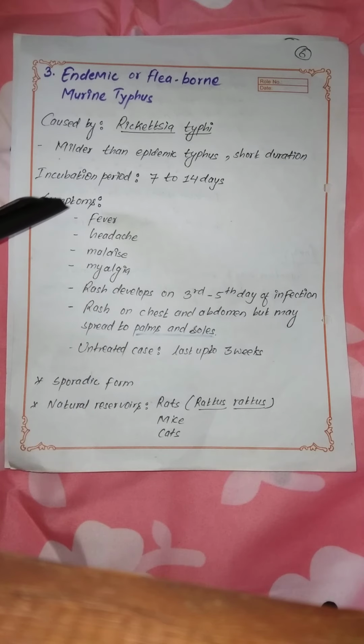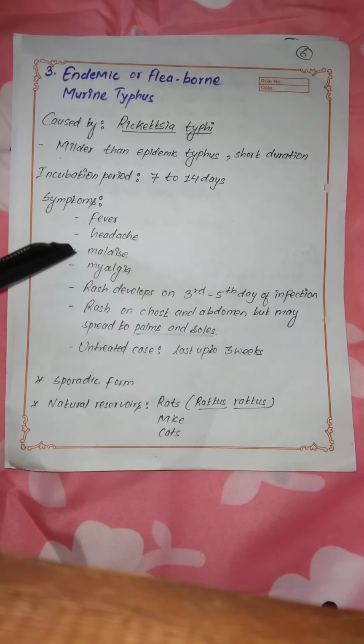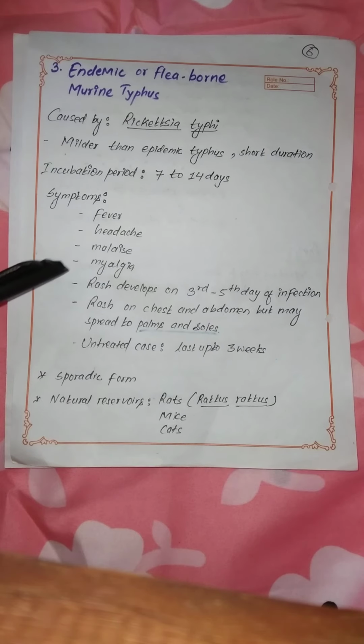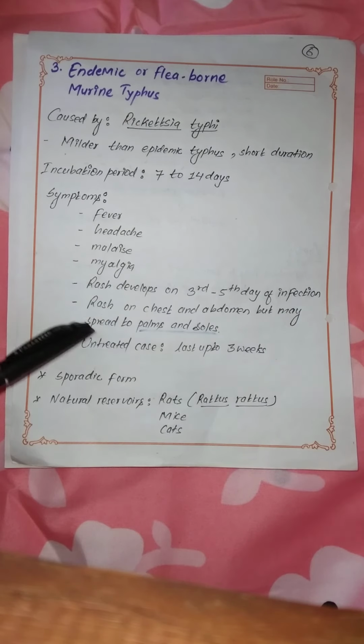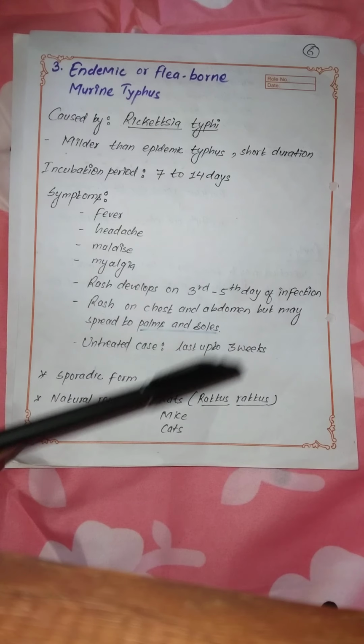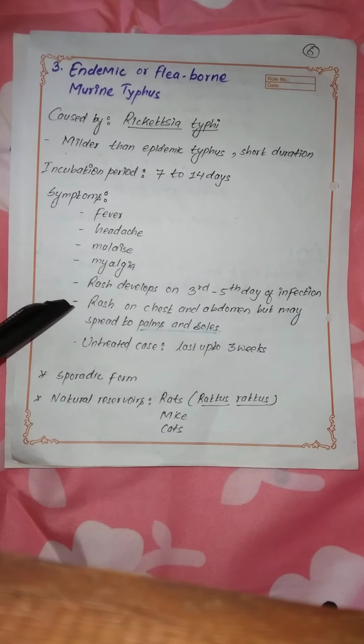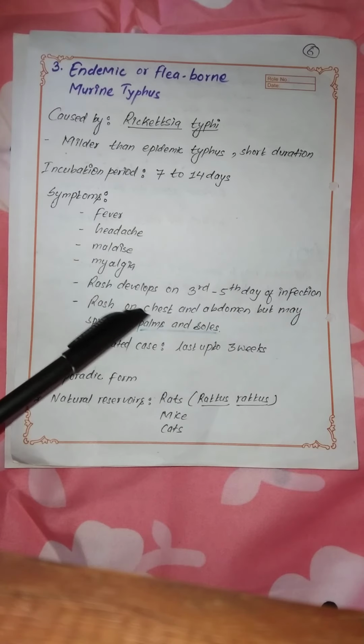And symptoms are fever, headache, malaise, myalgia. Myalgia means pain in muscle. Malaise means the person will feel weak, they will feel discomfort. And the important point is on the rash. The rash develops on the 3rd to 5th day of the infection. And this last one is very important. Rash will appear on the chest and abdomen, but may spread to the palm and sole.